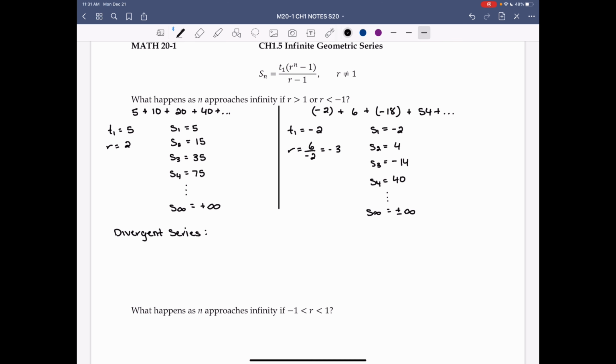A divergent series is a series with an infinite number of terms and the partial sums do not approach a fixed value.